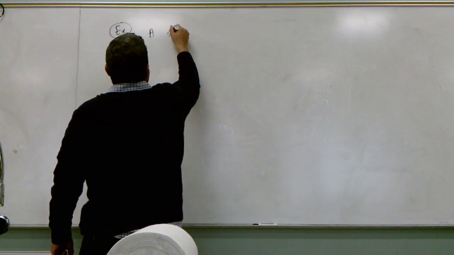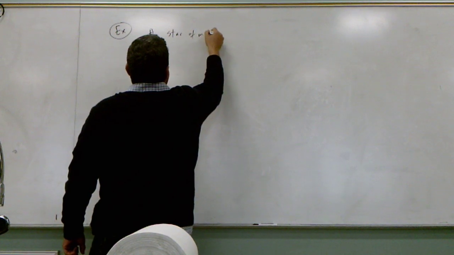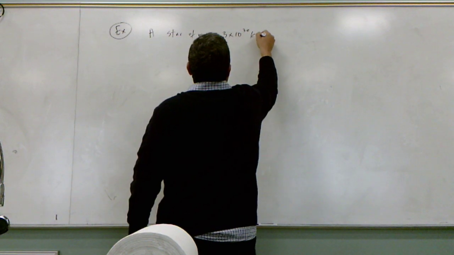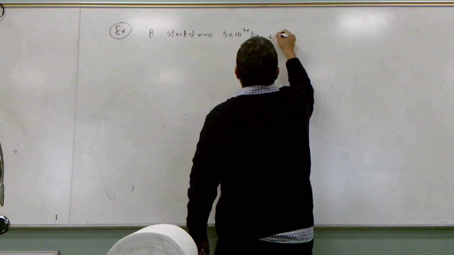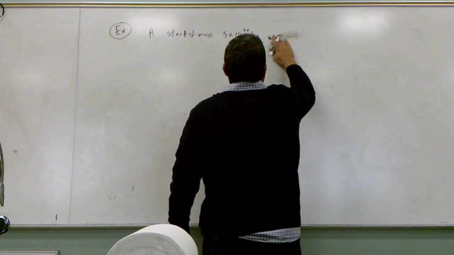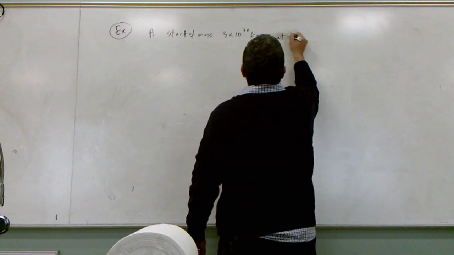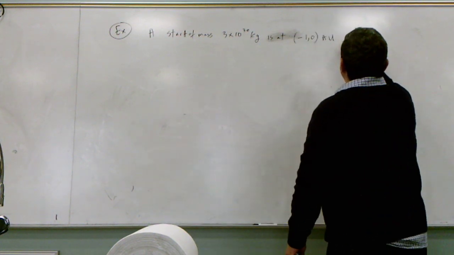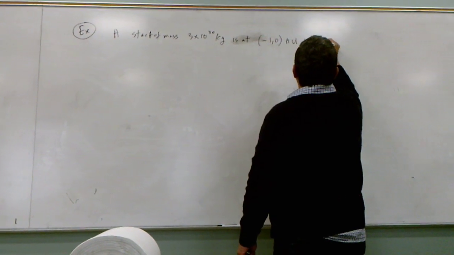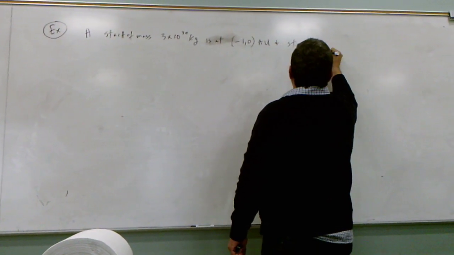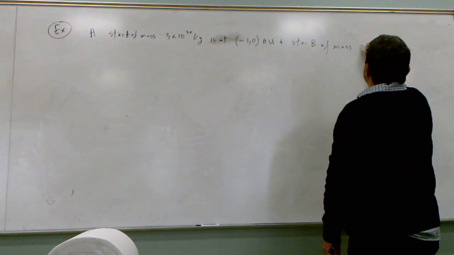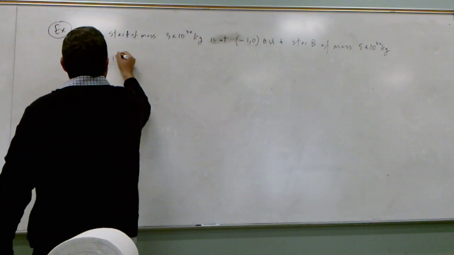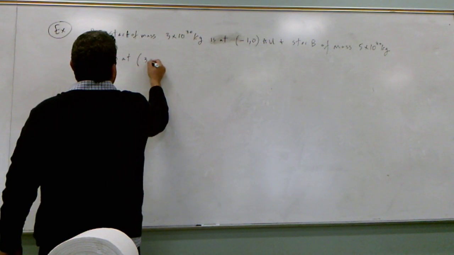So we can say a star of mass 3 times 10 to the 30 kilogram, we call it star A, is at negative 10 AU, and star B of mass 5 times 10 to the 30 kilogram is at 30 AU.